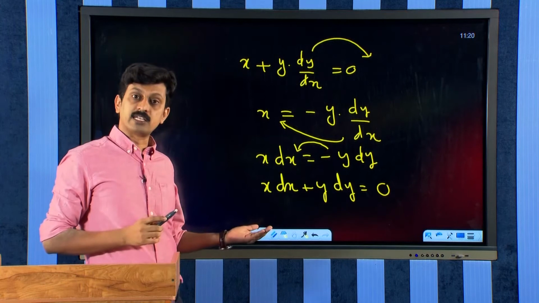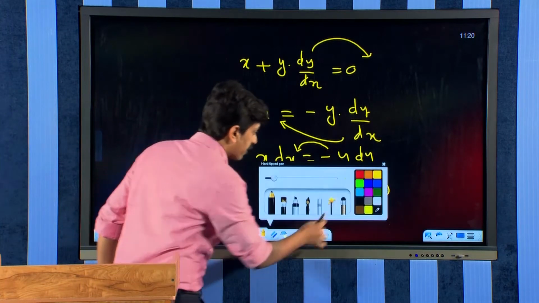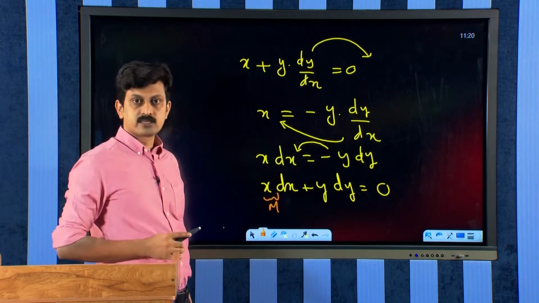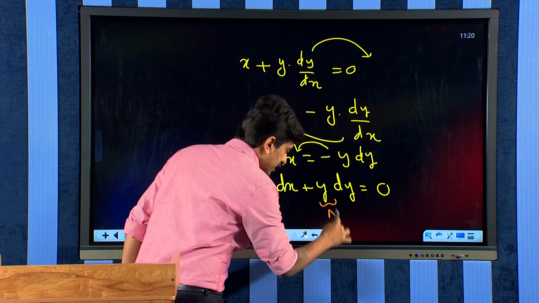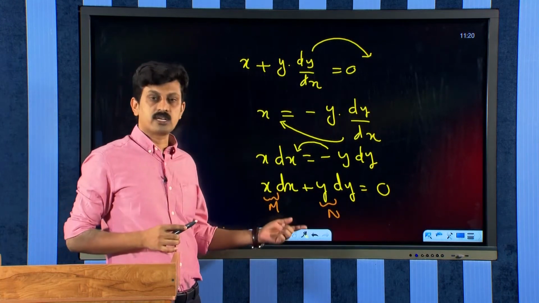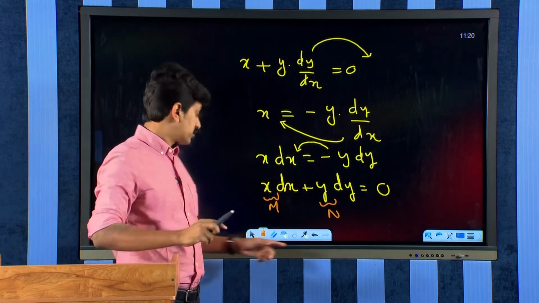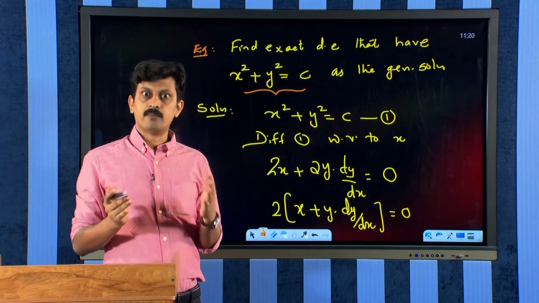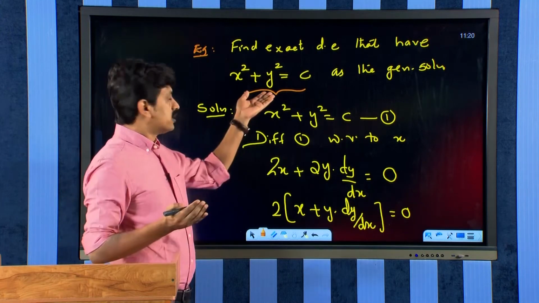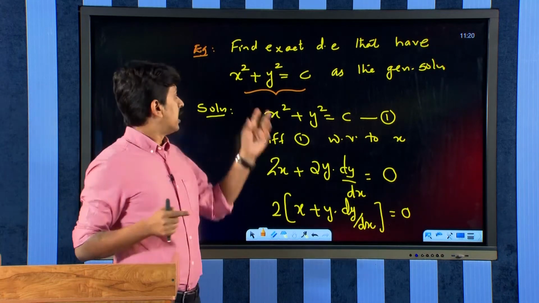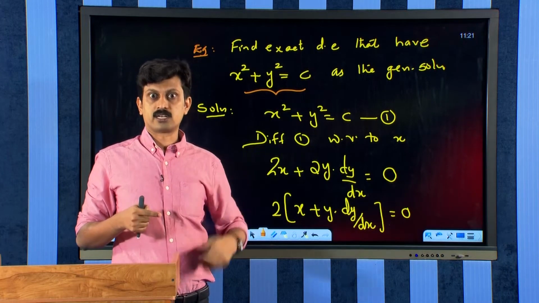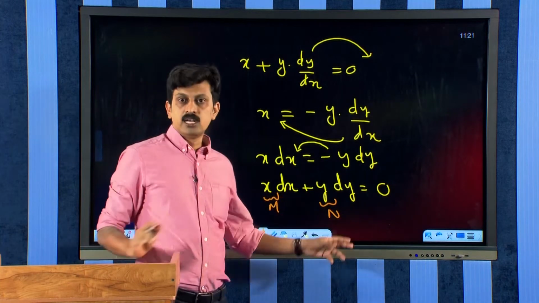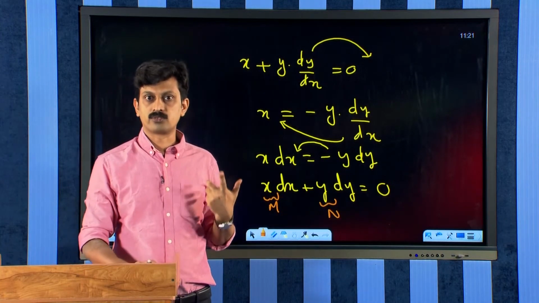Now we have an equation. Here this is M dx and this is N dy. So this is the differential equation whose general solution is x squared plus y squared equals c. We all know that x squared plus y squared equals c represents concentric circles in the plane. So, we can say that this is the exact differential equation corresponding to that solution.